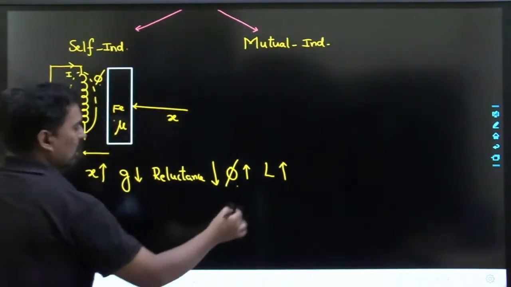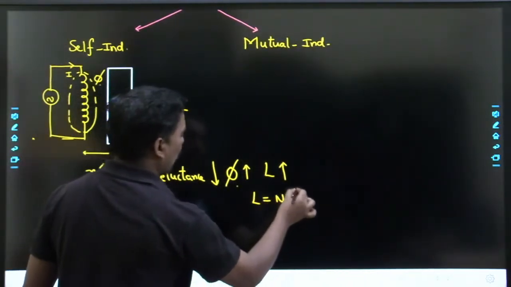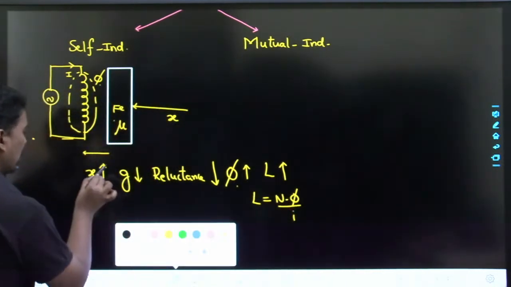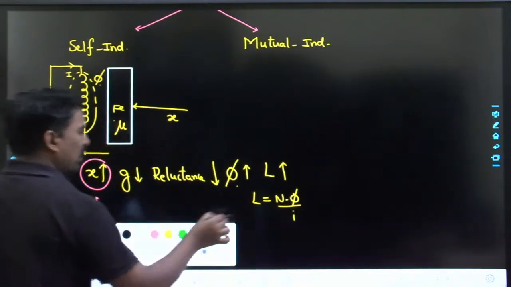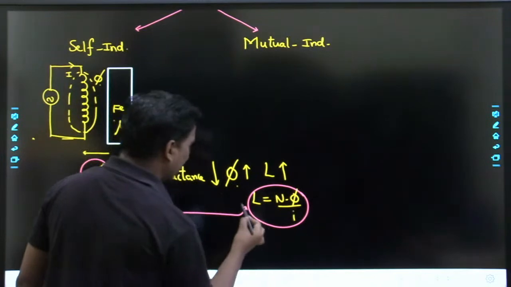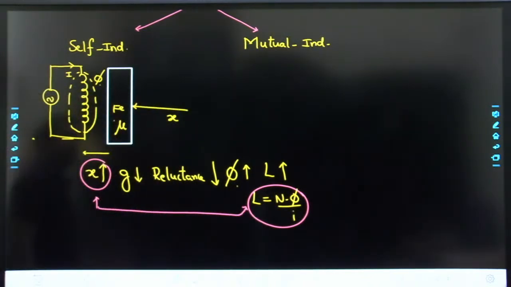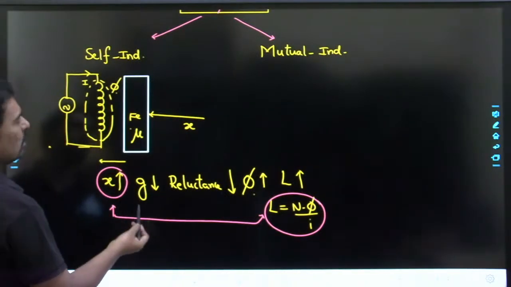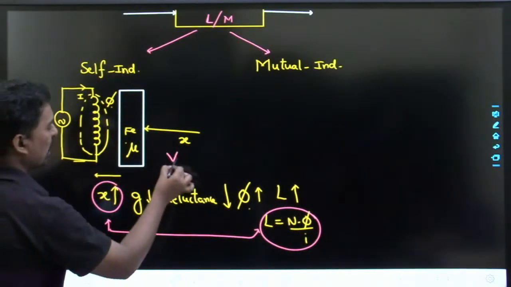Why? Because we know very well that L is equal to N, the number of flux linkages, per unit current. So as the displacement is increasing, my dear students, the self-inductance also increases. A non-electrical displacement is converted to electrical inductance. That's why we call it proximity. What do we call it? Variable reluctance displacement transducer.